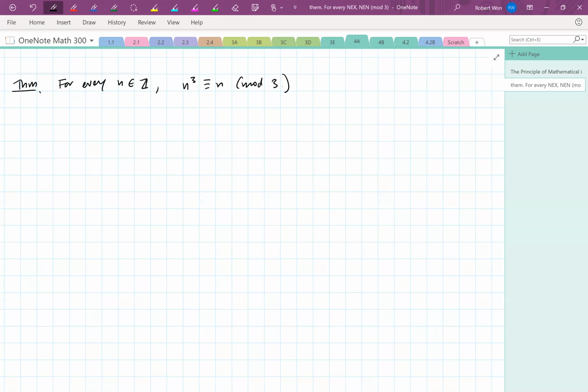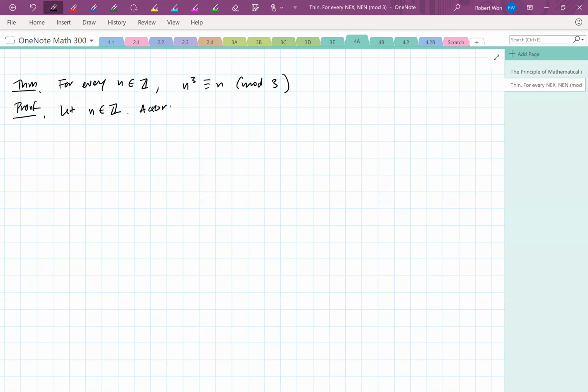How do you prove something like this? Well, we need to prove something for every possible integer. But since we only care about the result modulo 3, this suggests that maybe we can do it by cases. So here's the proof. I'm trying to prove something is true for every integer n, so let's let n be an integer.